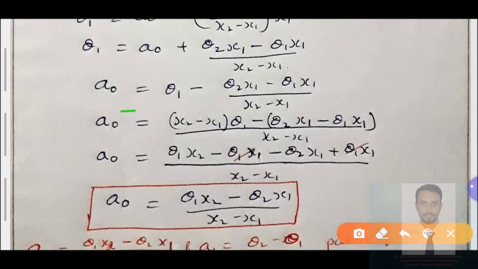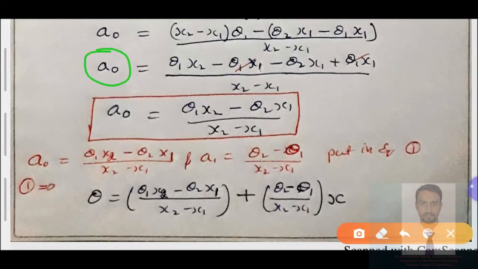Now take the LCM: theta 1 times x2 minus x1, this will remain the same, minus this value. Then multiply theta 1 inside this bracket: theta 1 x2 minus theta 1 x1, minus, when I remove the bracket, theta 2 x1, this minus becomes plus theta 1 x1. Here minus theta 1 x1 plus theta 1 x1 will get cancelled, and what remains is theta 1 x2 minus theta 2 x1 divided by x2 minus x1. Then a naught is equal to theta 1 x2 minus theta 2 x1 divided by x2 minus x1.